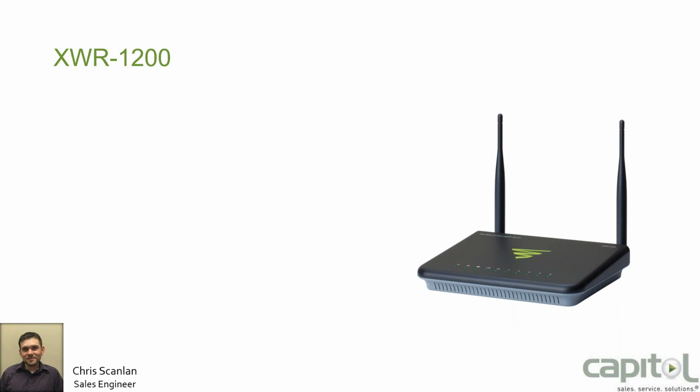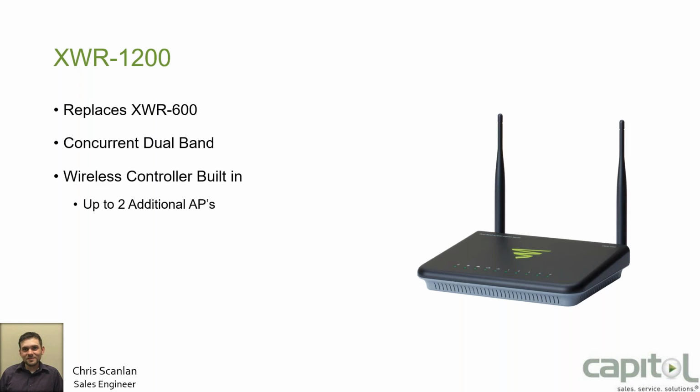And then we can get down to the baby wireless router. Small little house. It's got an XWR 1200. It's replaced the 600. It also has concurrent dual band. It's not AC. This one does also have a wireless controller built into it, capable of up to 2 additional access points, a 2x2 antenna, and USB 2.0 file sharing.